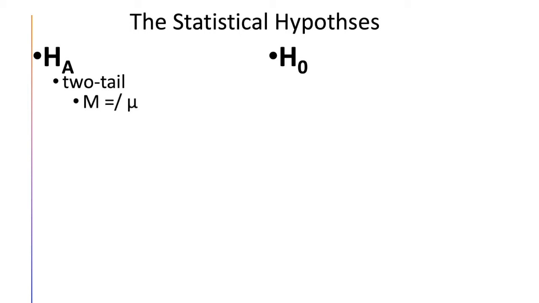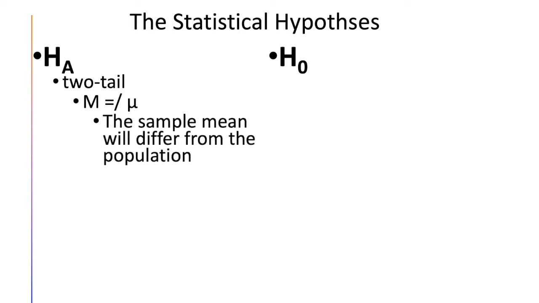We're predicting that the mean of our sample does not equal the mean of our population. That means we expect that our sample has changed from the population from which it was drawn because of the manipulation of the independent variable. The sample mean will differ from the population, again, presumably because we've manipulated some sort of variable. We talked about that in the last lecture. Now we can have a two-tail null hypothesis as well.